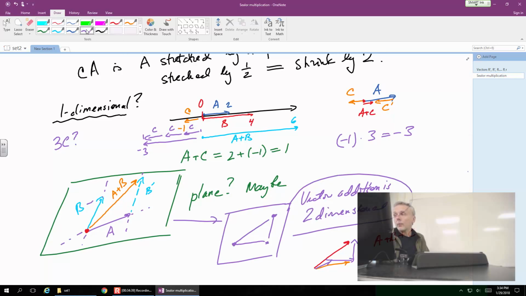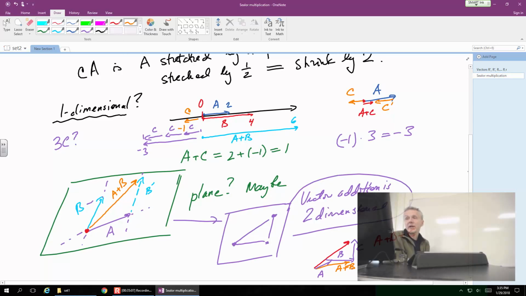So the purple ones are A, B, and C, and the orange one is A plus B, and the red one is A plus B plus C. And so even though the whole thing is three-dimensional, the addition itself, carried out step by step, is two-dimensional. Okay? So geometry works. It certainly helps us to understand, to imagine what's going on in higher dimensions.